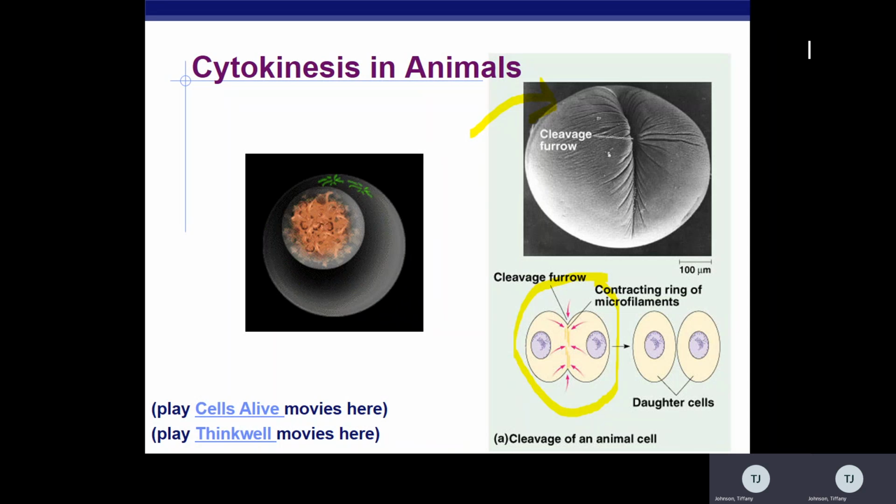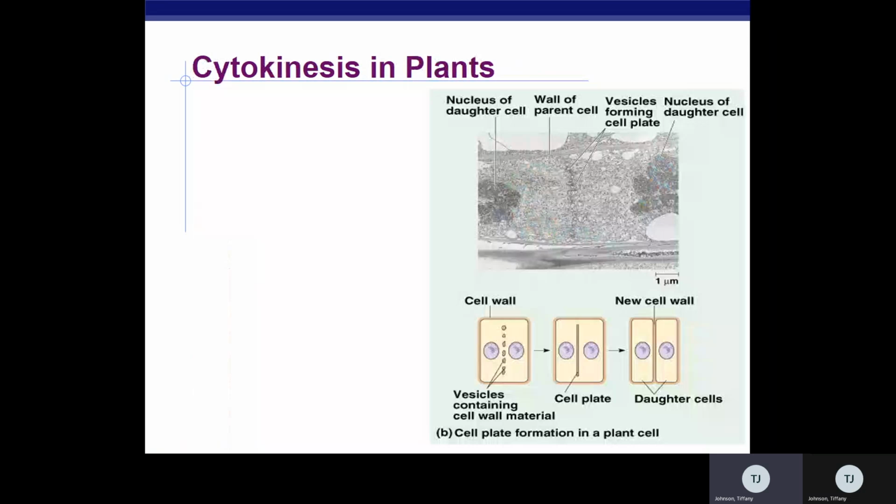Plant cells look different. In plant cells, you get what's called a cell plate. And so that's what it looks like. So a cell plate in plants and a cleavage furrow in animals, which is weird, I know.